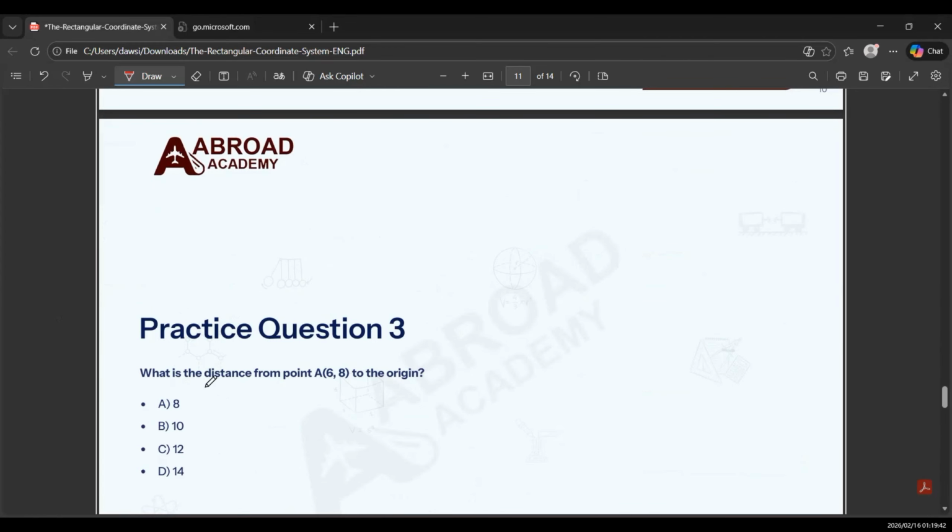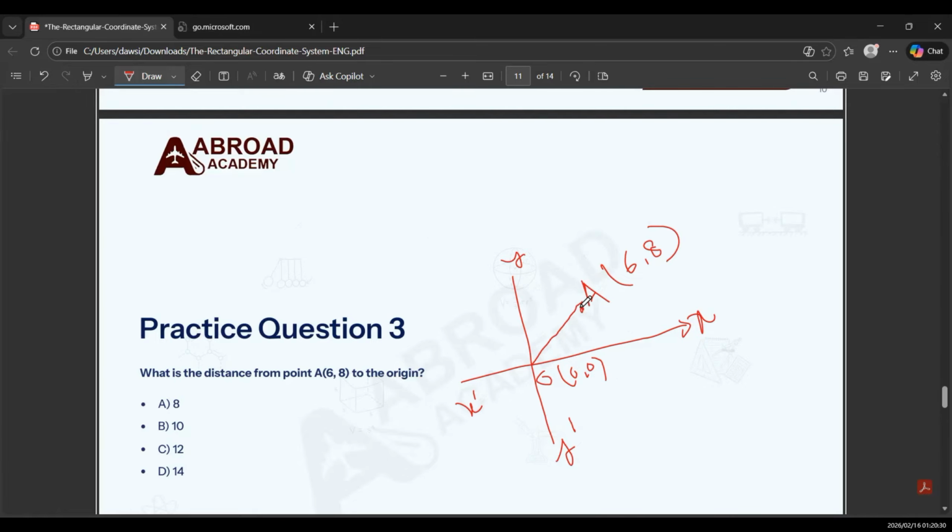Okay, and this is practice question 3. What is the distance from point A (6, 8) to the origin? Here is a point A, and this point is (6, 8). This one is X, this one is Y, this one is Y prime, this one is X prime, and this one is the origin, which is (0, 0). They ask us, what is the distance?